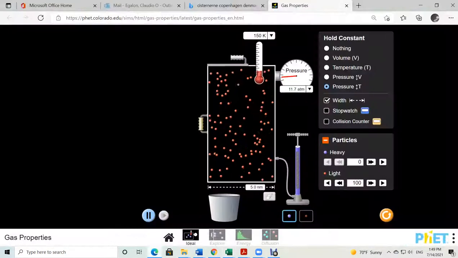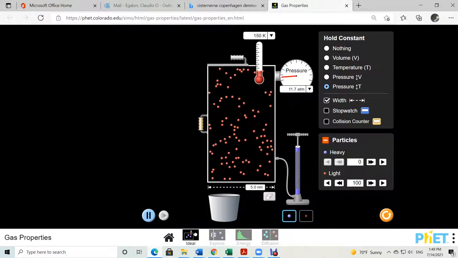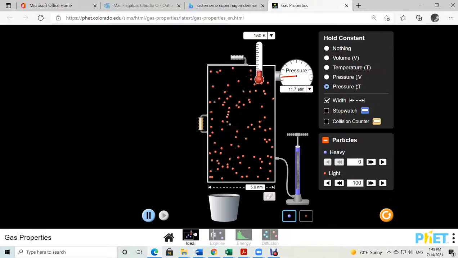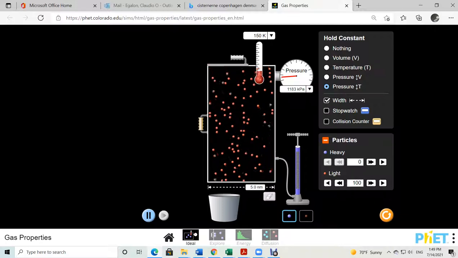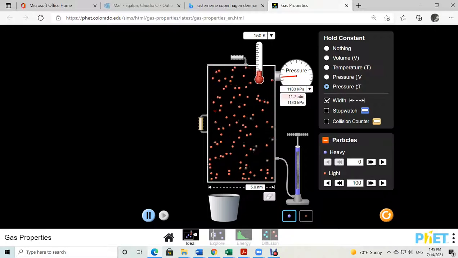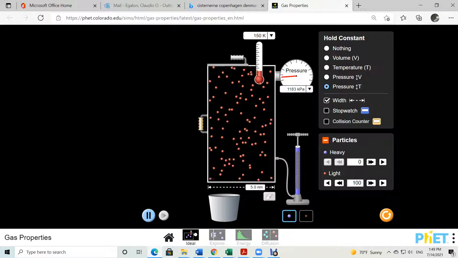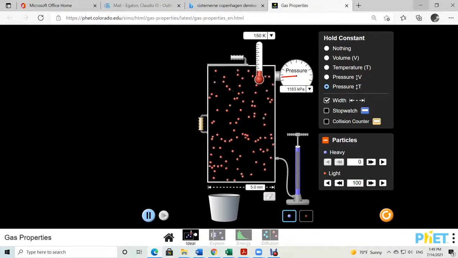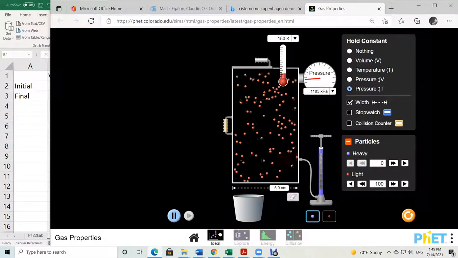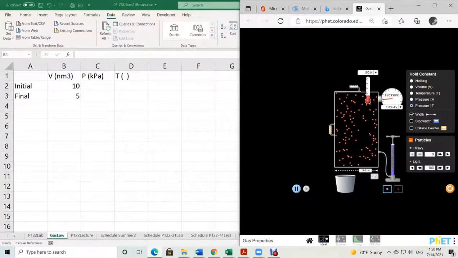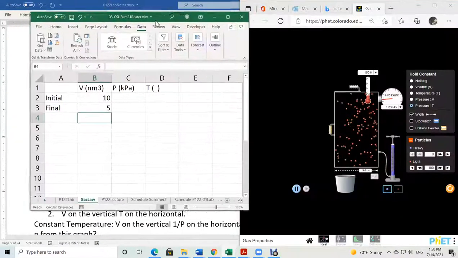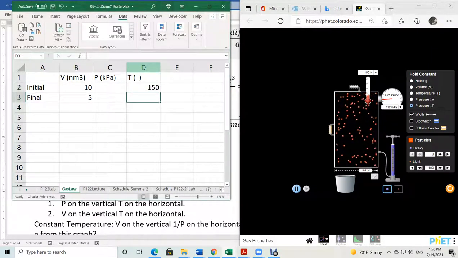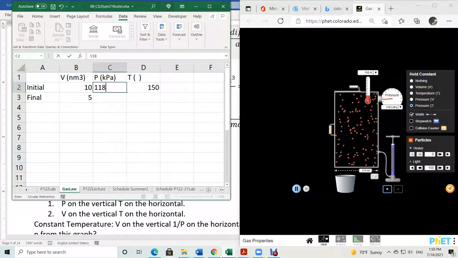So let's go to our simulation here. Here you go, 5, 150. The pressure is 11. Let's put in kilopascal instead. You can put it in atmosphere or Pascal. Let's shrink this so we can have both of them sharing the same screen. Temperature 150 Kelvin. The pressure is 1183.